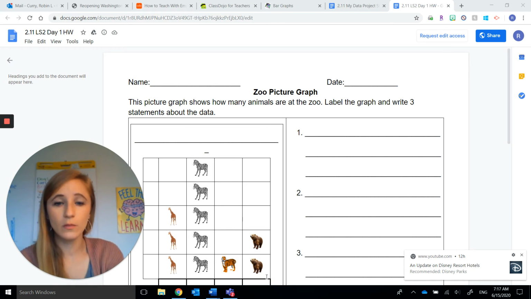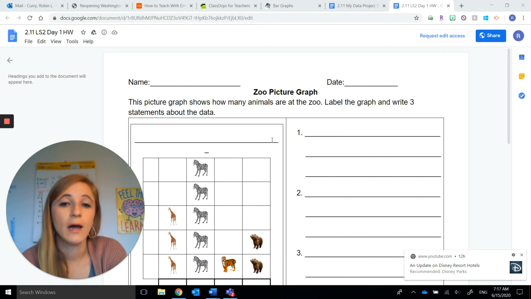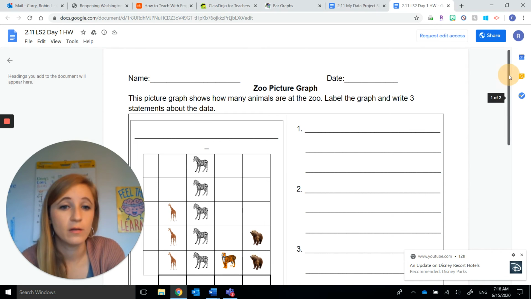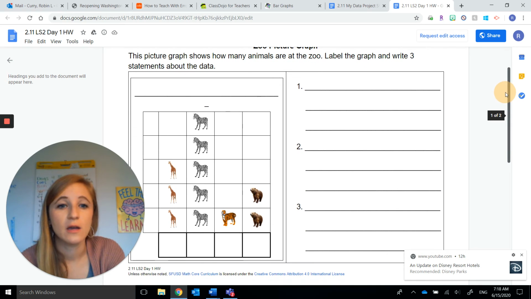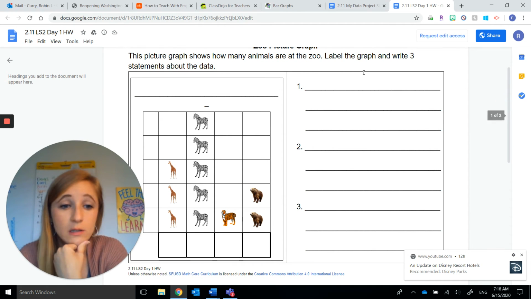So in your homework, you are going to have a picture graph. Okay, this is in the packet of math. So in this picture graph, you see different animals at the zoo. This is a place where it asks you to label the graph and write 3 statements about the data.